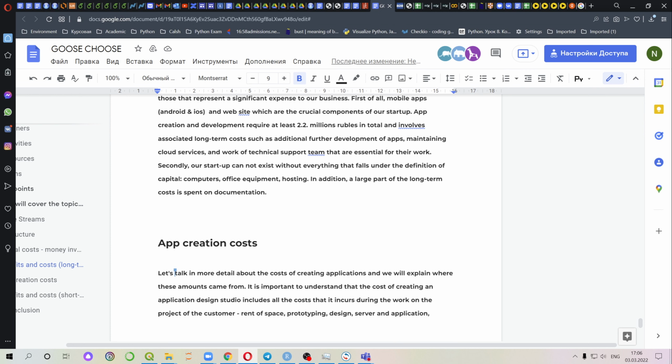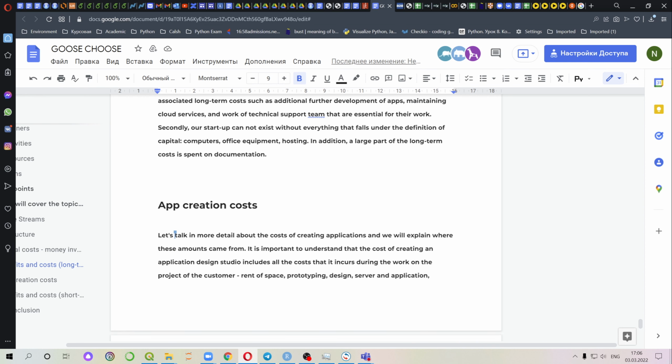And in addition, a large part of the long-term costs is spent on documentation, like certification and different ratings of apps in Google Play Market and App Store.